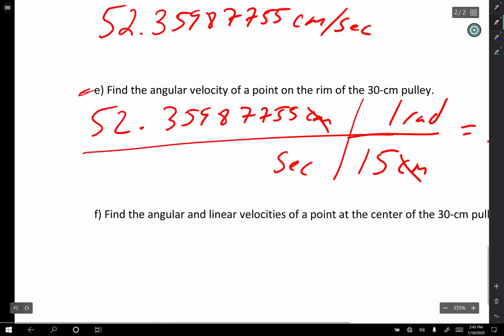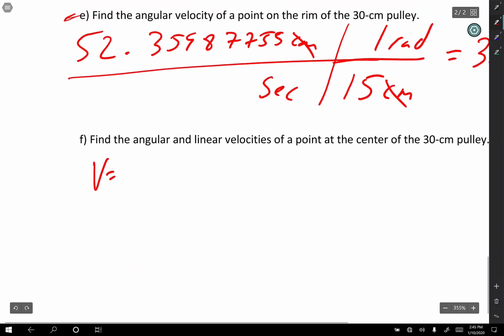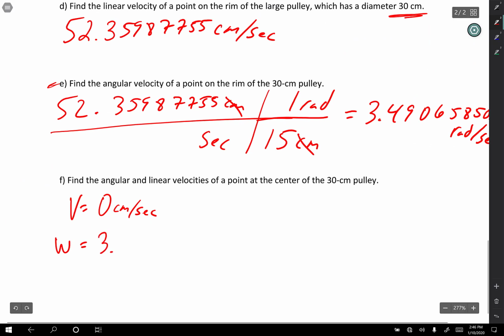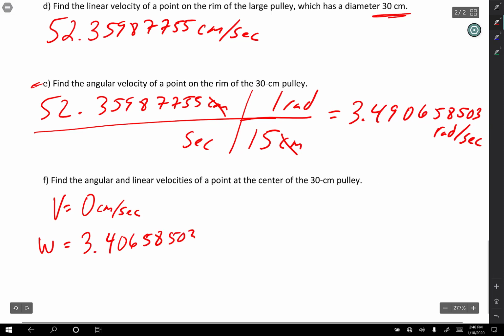Have you traveled anywhere? No. Velocity, put units, 0 centimeters per second. If you want to put miles per hour or whatever, that's fine, because technically you're still correct. It's 0 miles per hour, as long as you put units of distance divided by time. Okay, angular velocity. Is it the same all the time? Yes, it's always 3.49. If you want to convert this to revolutions, that's fine. And there it is. How do we feel so far, guys?